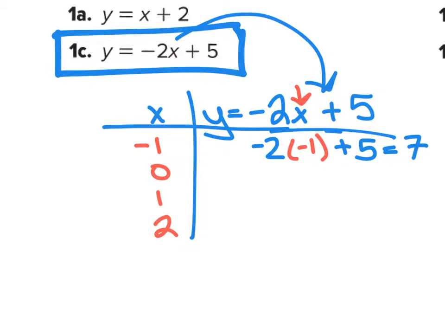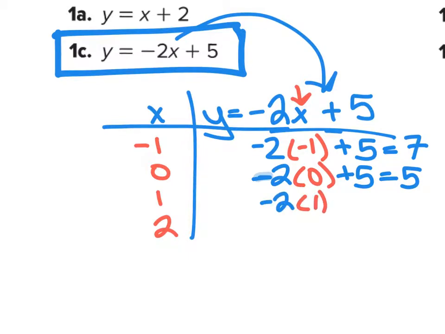Notice I do my multiplication first and then I add 5 because I have to do multiplication before addition with order of operations. All right, next, when x is 0, it's going to be -2 times 0 plus 5. -2 times 0 is 0, plus 5 equals 5. When x is 1, I'll have -2 times 1 plus 5. -2 times 1 is -2. -2 plus 5 is 3.